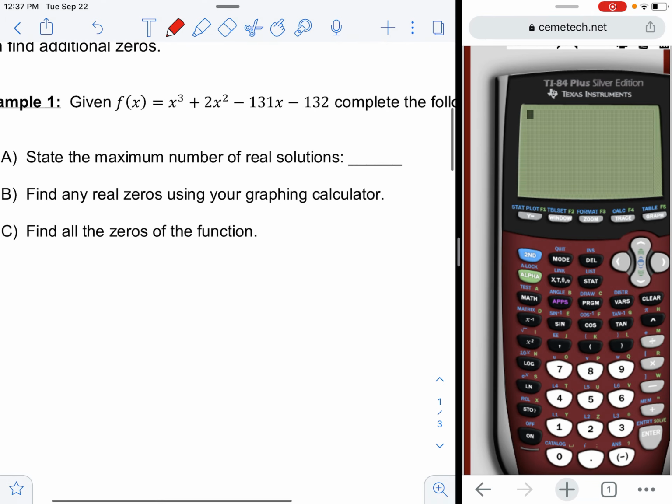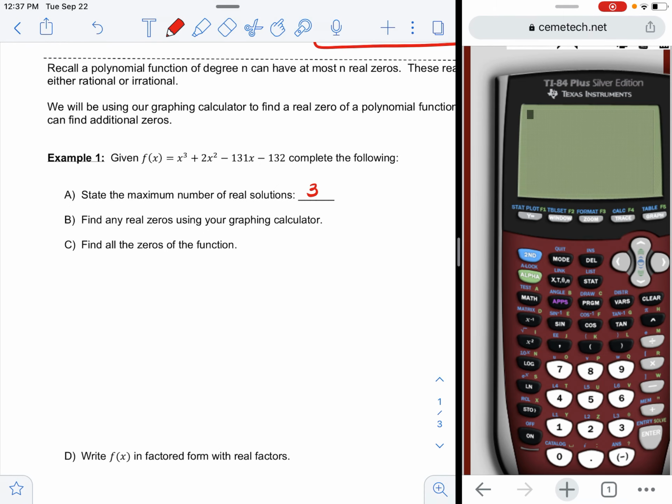So state the maximum number of real solutions of this polynomial. So if you look, it's a third degree polynomial, so I'm going to have a maximum of 3. Now remember, there could be two or one zeros, real zeros. There actually can't be 2. There has to be either 3 or 1, but I'll explain that later. But we're going to use our graphing calculator to find any real zeros right now.